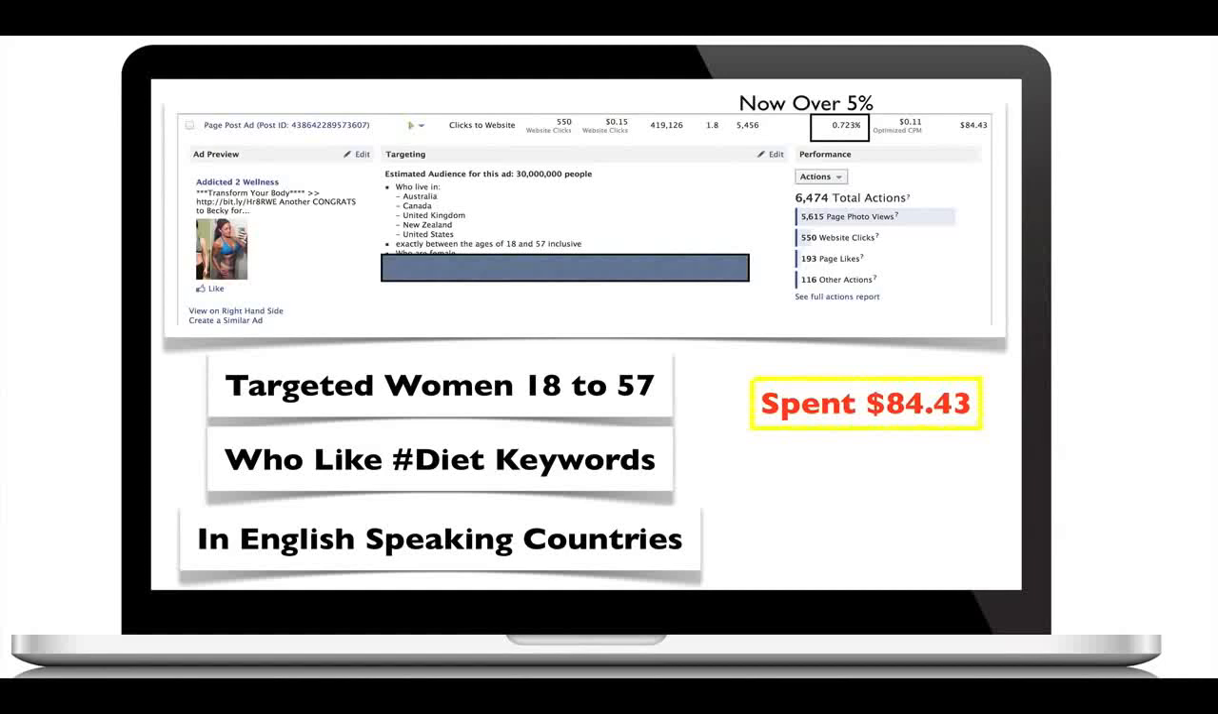It's pretty neat what you can do with ads when you start tweaking and testing and doing different things to improve and make them better. But here's what happened with this specific campaign. I spent $84.43, not even $85, and here are some of the results that I was able to achieve.